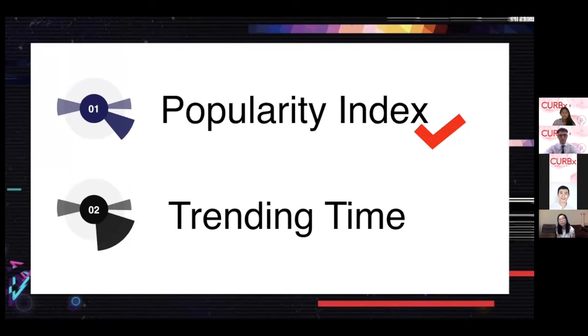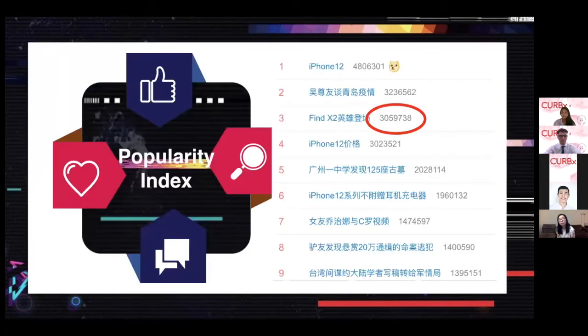But let's proceed to the problem of trending time. If people recall, according to Weibo's own way of presenting their trending list, the larger the popularity index is, the higher you should be able to rank on the topic list. And relatedly, the longer you should be trending.